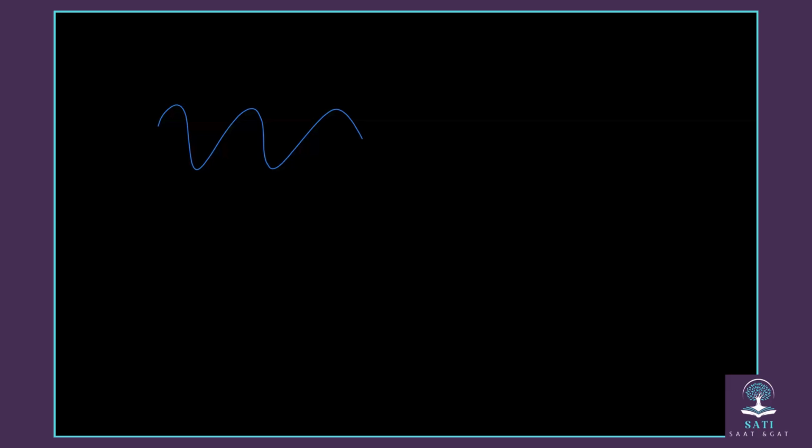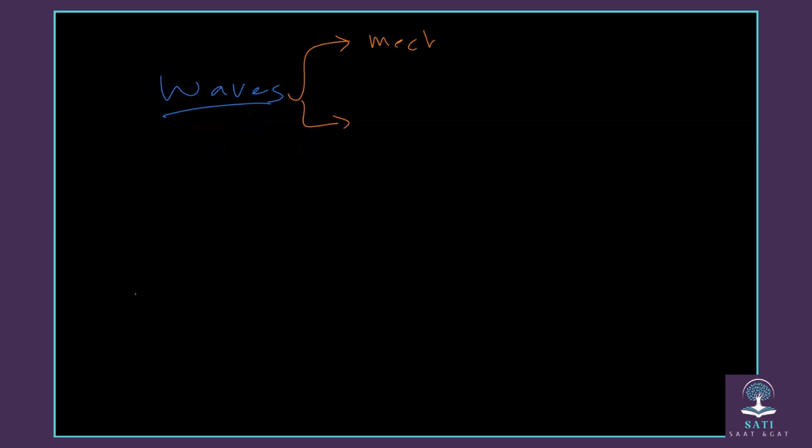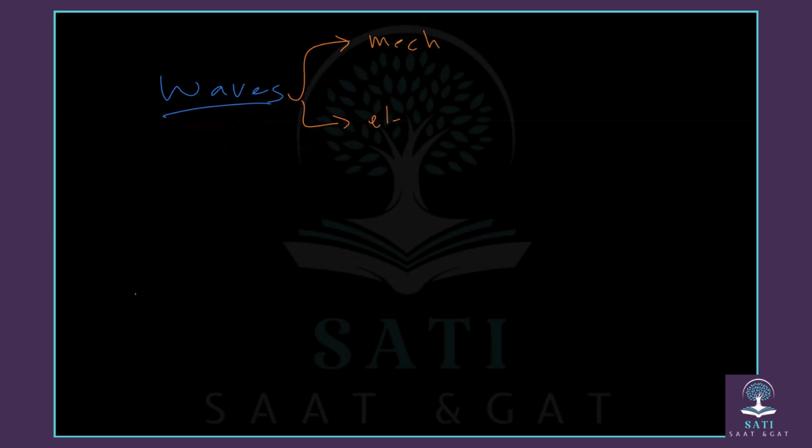How many types of waves are there, or how can we classify waves? Waves can be classified based on the medium they move through, so we classify them into mechanical and what? Electromagnetic.